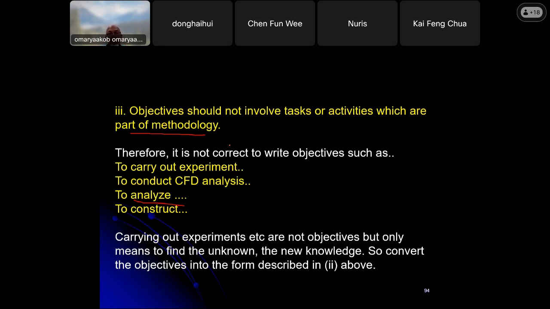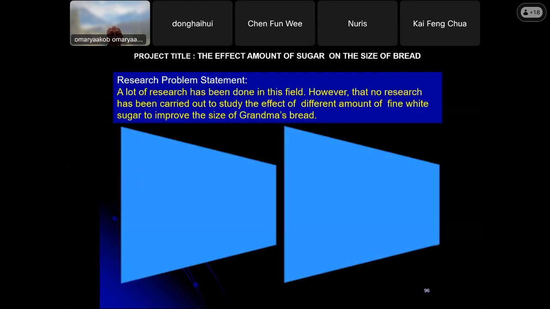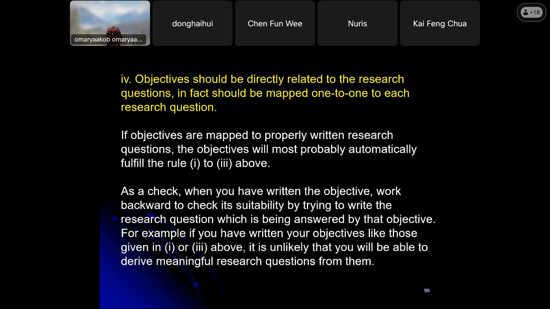So you do the validation, and after that you use the tool to get something. I hope you understand what I mean. Okay, finally. Objective should be directly related to the research question. In fact, it should be mapped one-to-one, like what we did just now. If the objectives are mapped properly to a properly written research question, the objective will most probably automatically fulfill the rules.